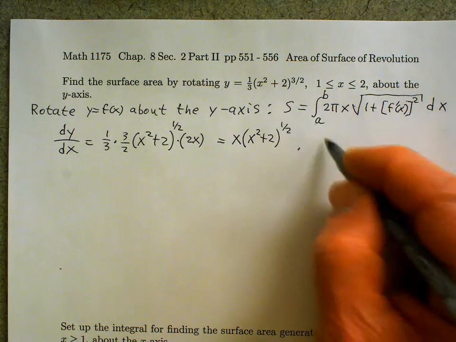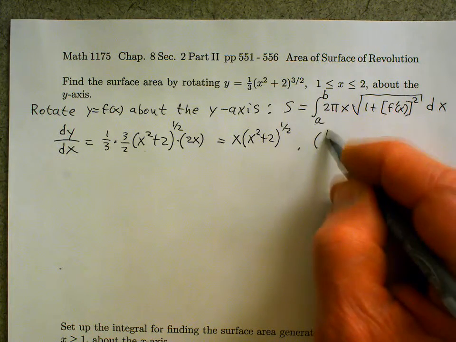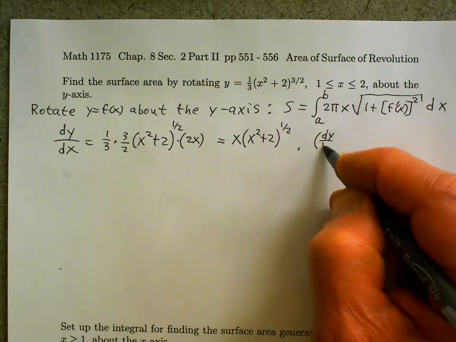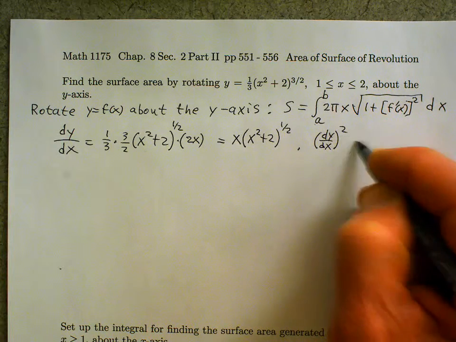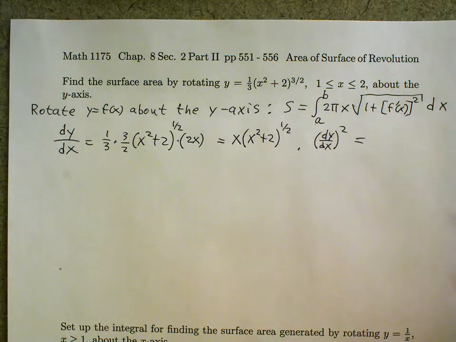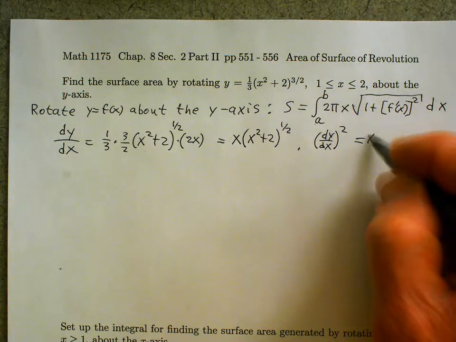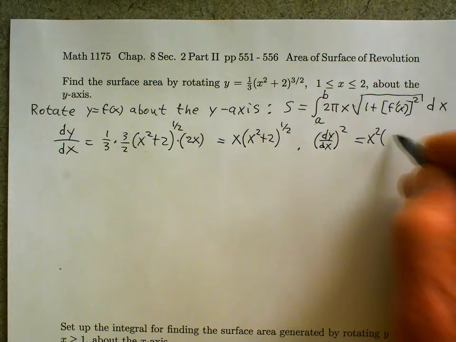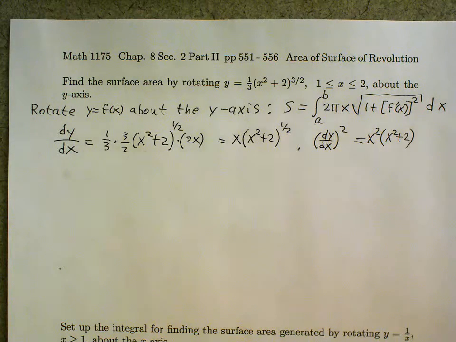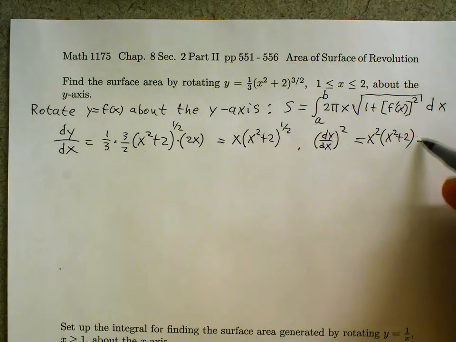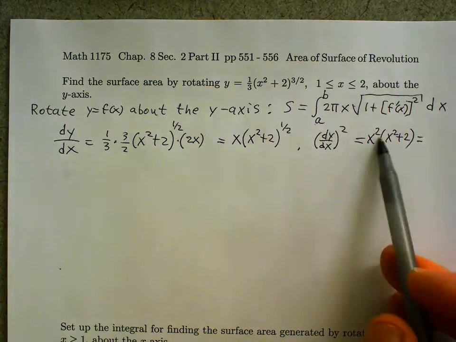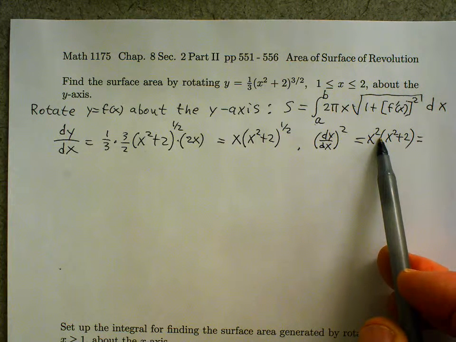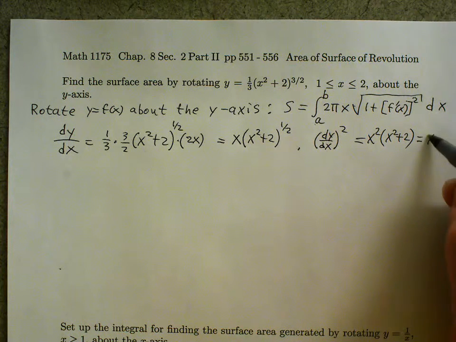Okay, we need to know what this is when we square it, so let's go ahead and square it. When we square x, we get x squared. Square the square root of x squared plus 2, we get x squared plus 2. And then when we distribute multiplication by x squared, we get x to the 4th plus 2x squared.